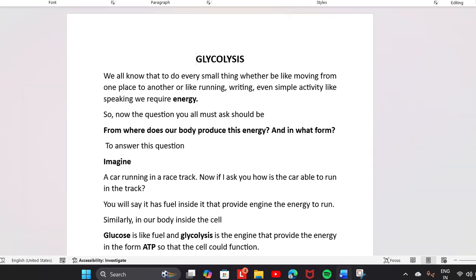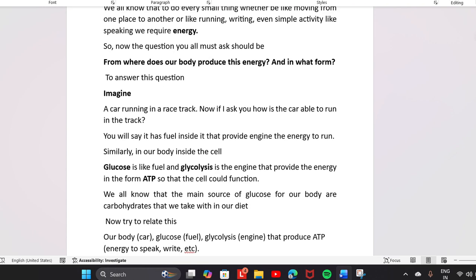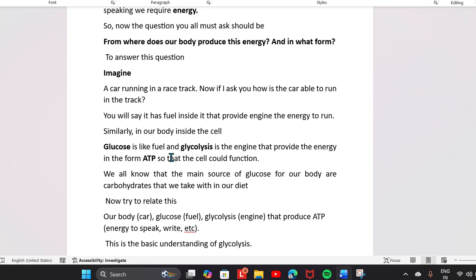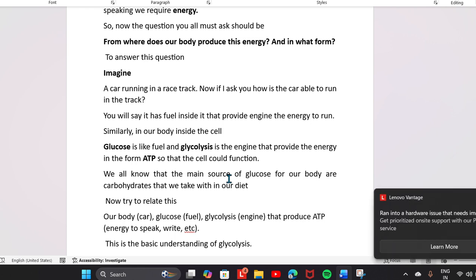And how is this ATP produced? That can be the question. But before that, the question could be, from where do we get glucose? So we can say that glucose comes from carbohydrate, which is something we take in our diet. Like we eat roti. Roti has carbohydrate, and glucose is a component of carbohydrate. In that form, we take carbohydrate in our diet and glucose enters our body.